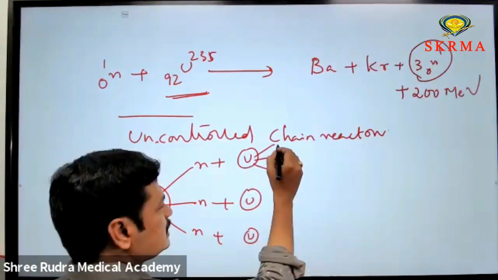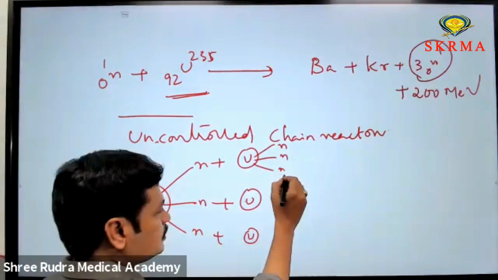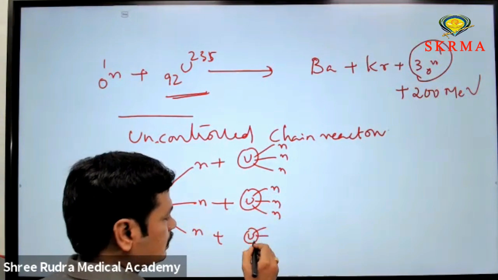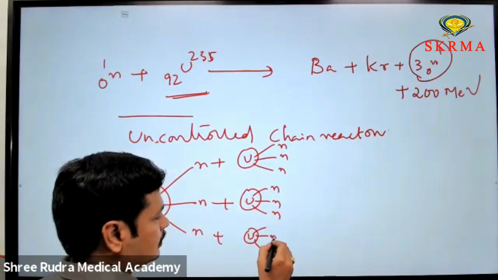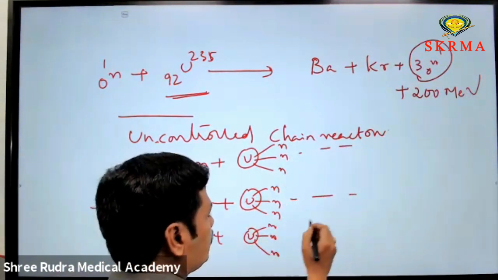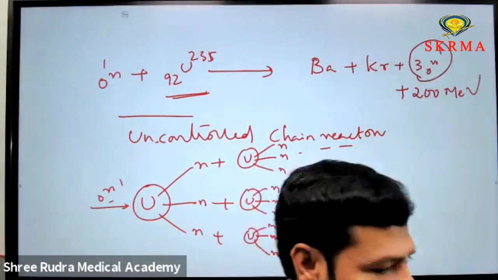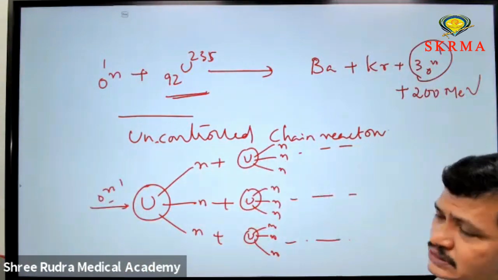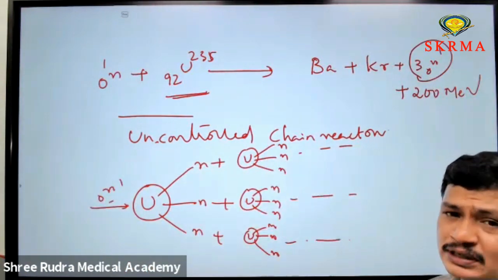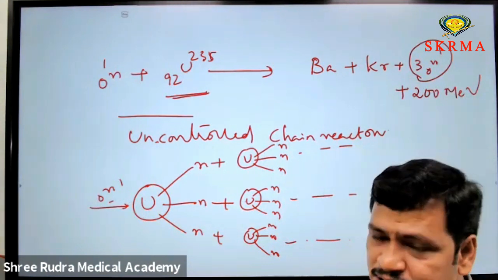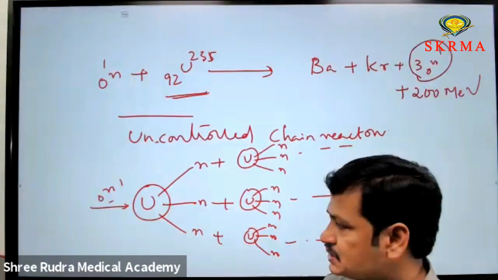In each stage, it again liberates 3 neutrons. The process is continuously happening. That's why this is called an uncontrolled chain reaction. If you can control this chain reaction, we can prepare a nuclear reactor. That's why a nuclear reactor is a sustained, controlled chain reaction.